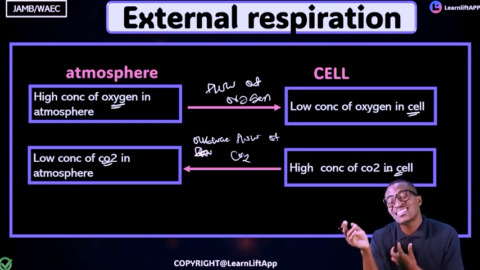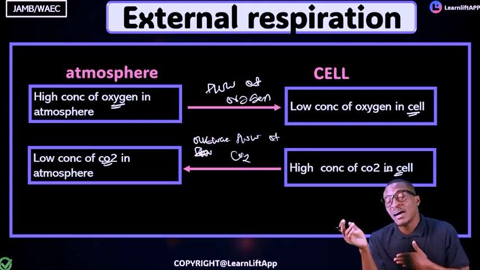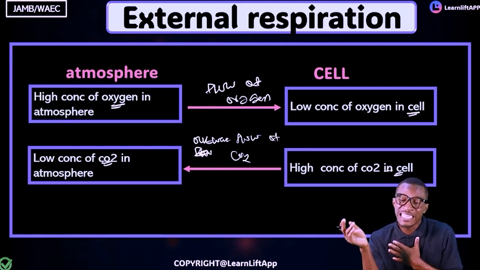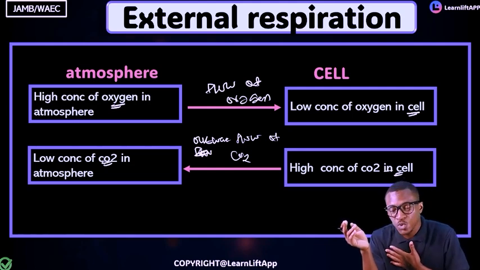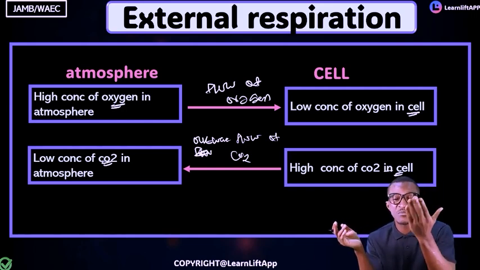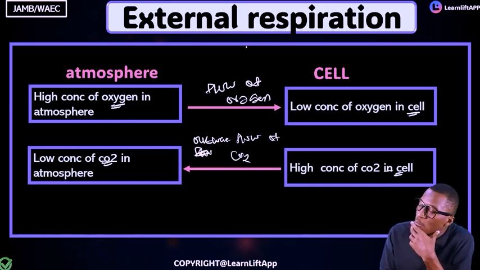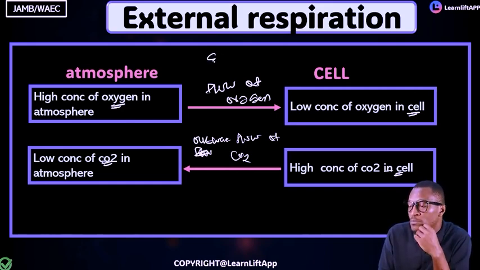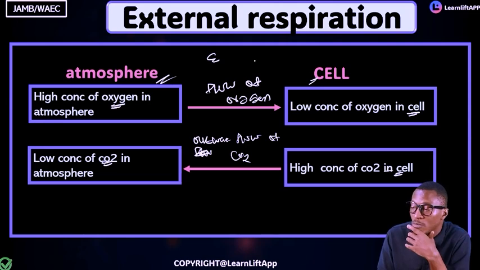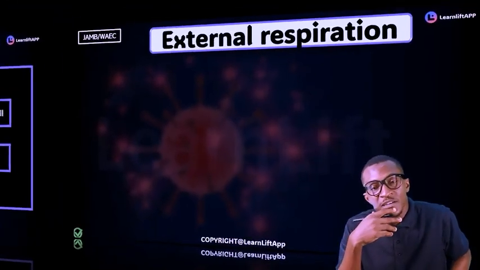Now, when there's excess CO2 in the cell, there will be deficient CO2 in the atmosphere. So what happens is that we're going to push the one inside. They must be balanced. Both of them must be at what? Equilibrium. Atmosphere and cell must be at equilibrium. So anytime there's a deficiency, either oxygen is moving in or CO2 is moving what? Out. Do you understand that? It's just a very simple illustration.